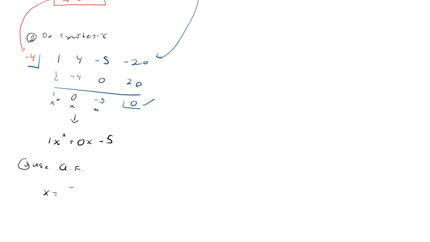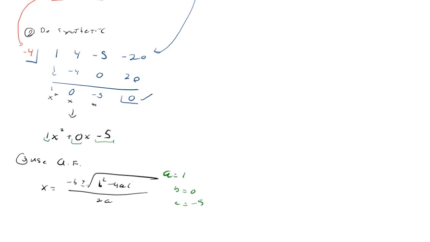Find your quadratic equation. x equals negative 0 plus or minus the square root of 0 squared minus 4 times 1 times negative 5, all over 2 times a, which is 1. Plug in your numbers for a, b, and c. Solve your quadratic formula. You're going to come across different situations where things are going to be 0. That's okay. If it's 0, it's 0. 0 plus or minus 0 squared is 0.